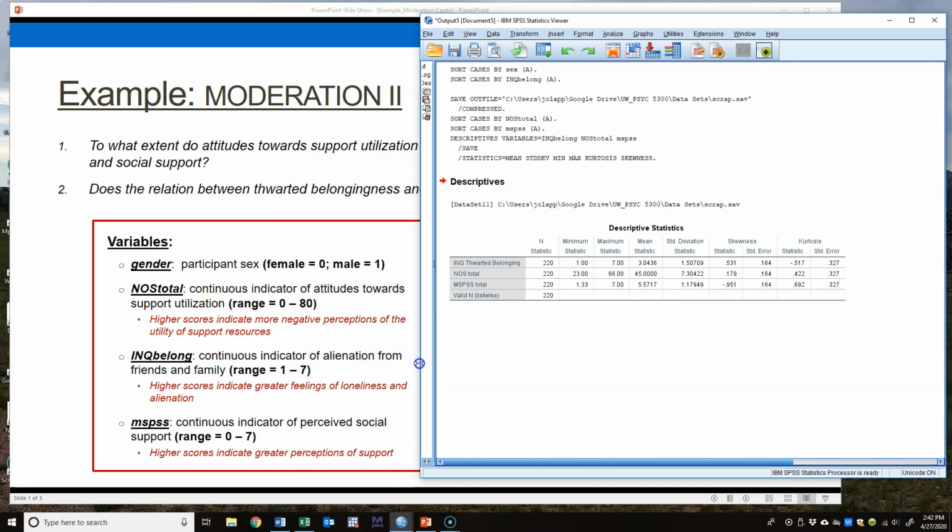For NOS 23 to 66, that fits. INQ belonging 1 to 7, that fits. MSPSS 0 to 7, 1 to 7. So those are all within range. So that's looking good.